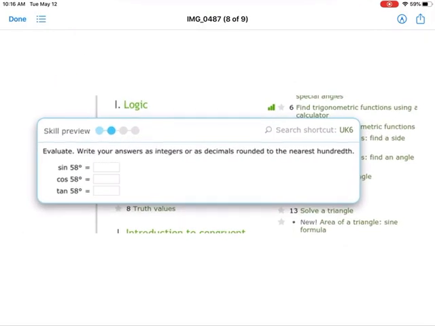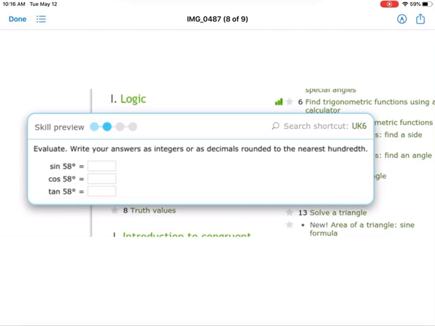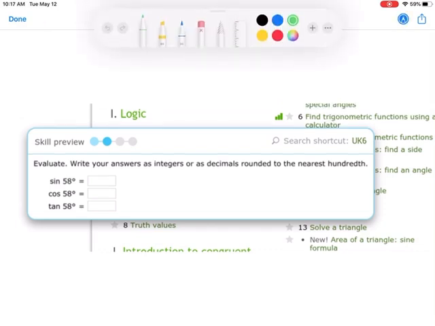Next question. Nice and easy ones. Just plug these into your calculator. Sine 58, cosine 58, tan 58. So sine 58 is 0.85. Cosine 58 is 0.53, rounding to the nearest hundredth. And then tangent 58 is 1.60.